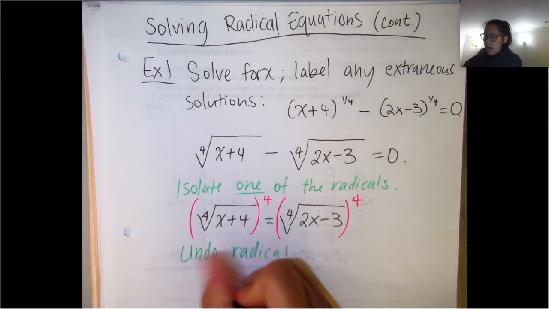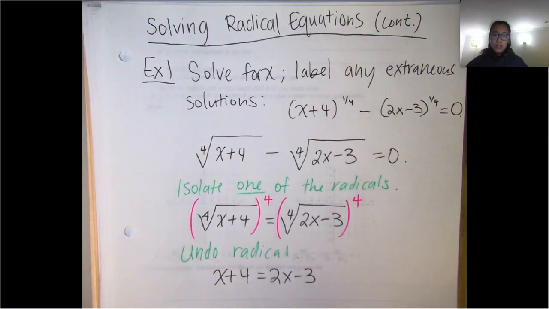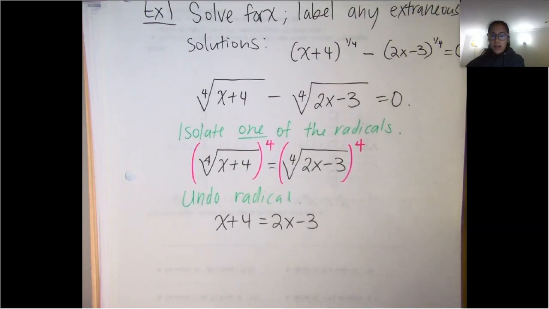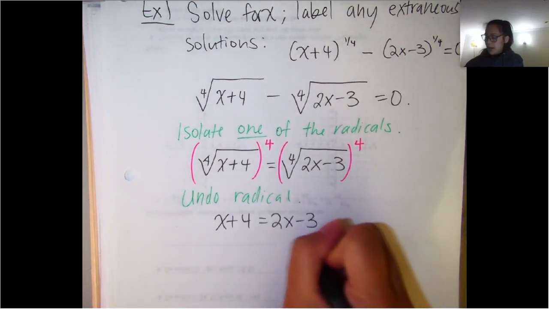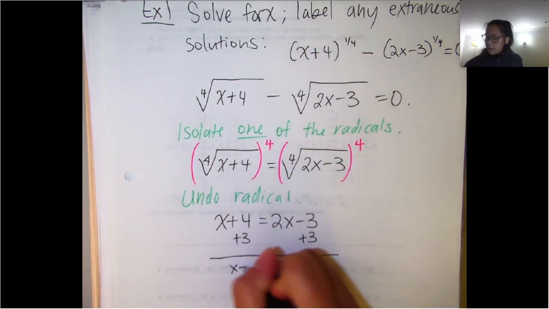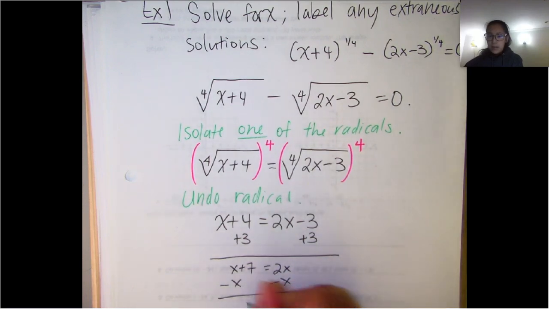So we're left with x plus 4 equals 2x minus 3, which is a standard linear equation. You want to move all the x terms to one side and all of the constants to the other side. So we'll add 3 to both sides, and you have x plus 7 equals 2x. Then you subtract the x from both sides, and you get x equals 7.